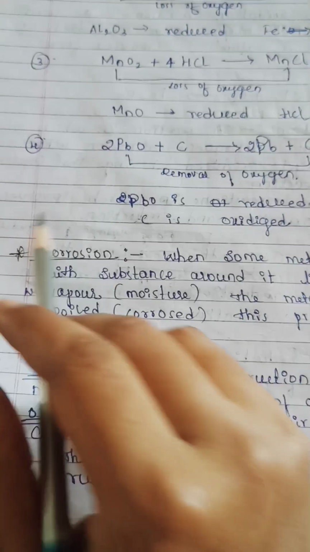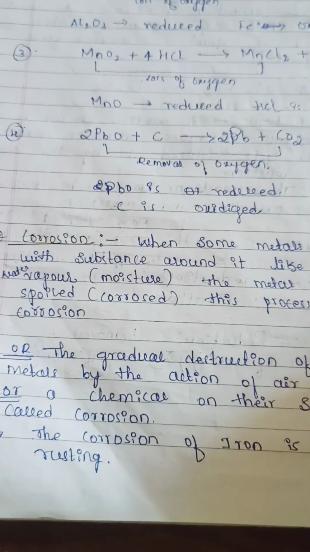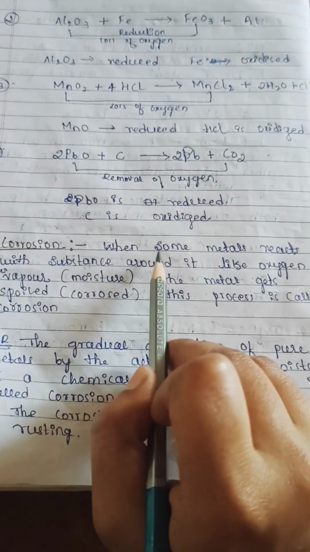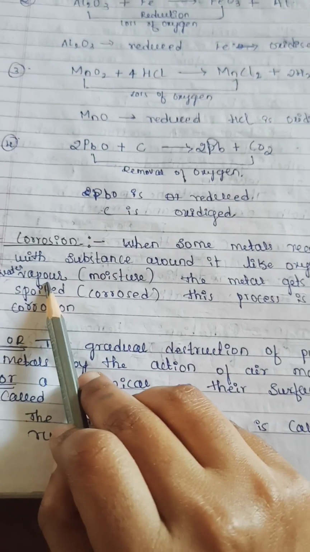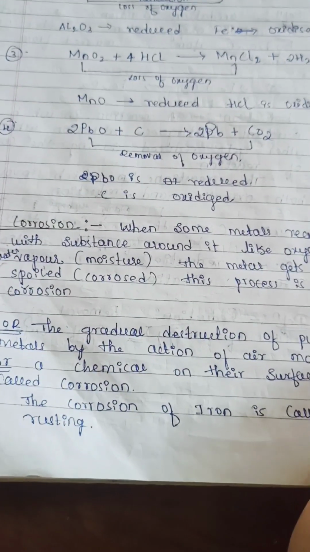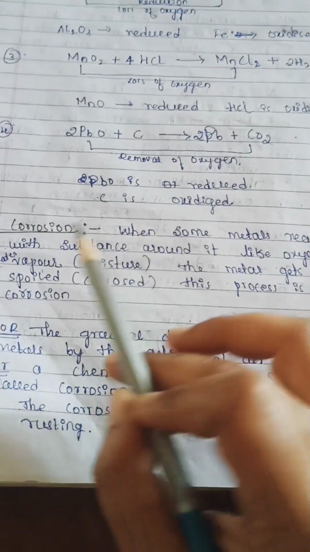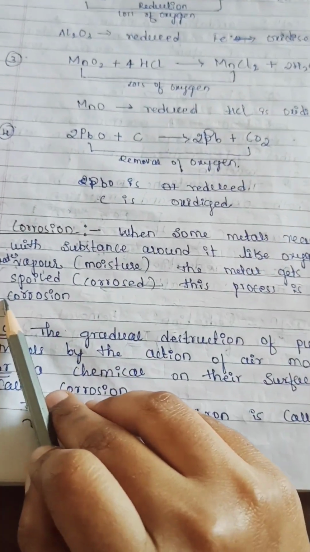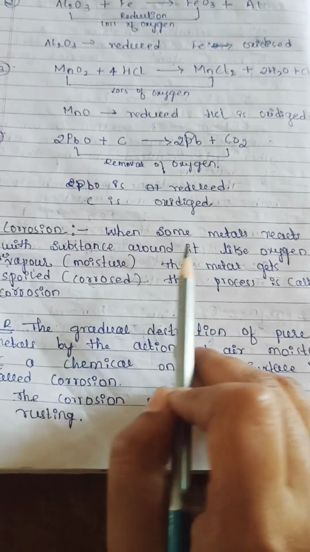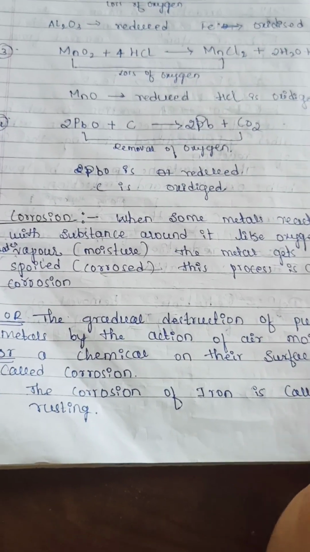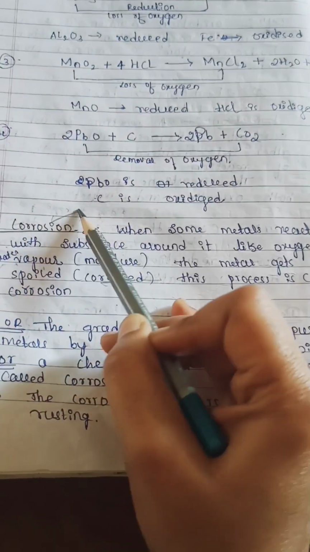Now we will move towards the last part of this chapter, that is corrosion and rancidity. So what is corrosion? When some metals react with the substances around them, like oxygen and moisture, that is water vapor, the metal gets spoiled. This process is called corrosion.